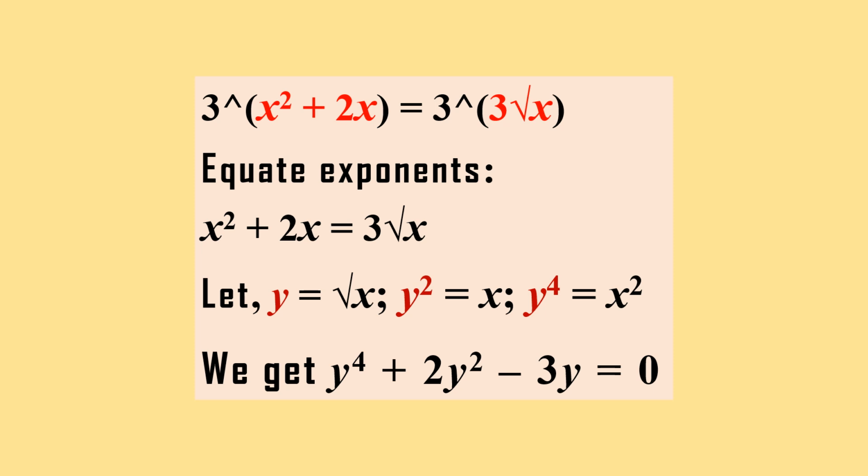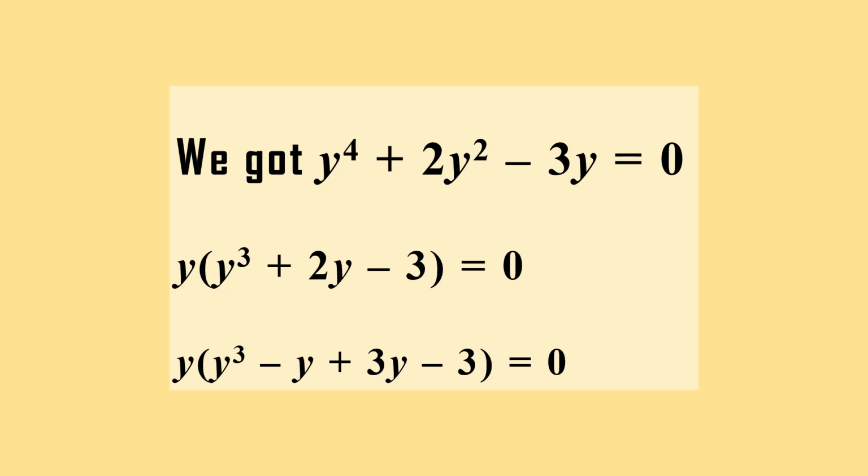Let us write y for root x, then y square will be x and y power 4 will be x square. So, we get y power 4 plus 2y square minus 3y is equal to 0. Take out y as a common factor. The other factor is y power 3 plus 2y minus 3 is equal to 0. Break plus 2y as minus y plus 3y.